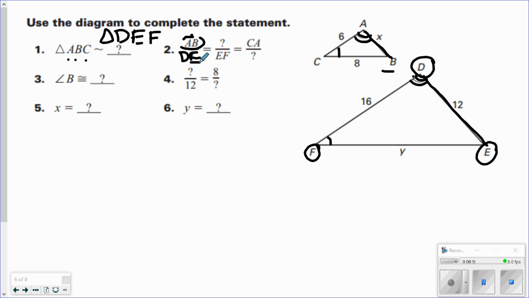All right, so now we see EF in the denominator, which it should be because it's talking about the large triangle. So the large triangle EF is this here. Which side length corresponds with EF? It would be BC. And CA is this side here, which means it corresponds to FD.